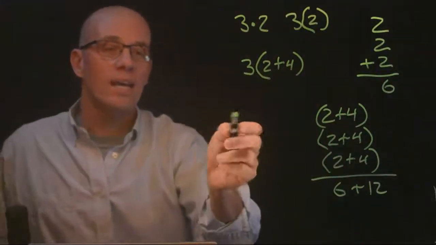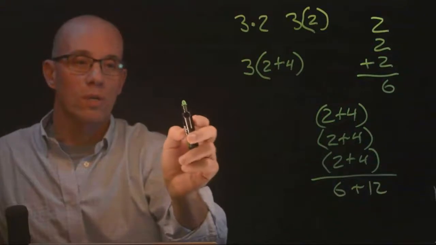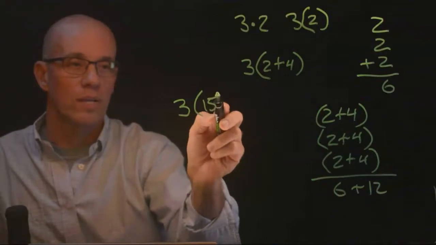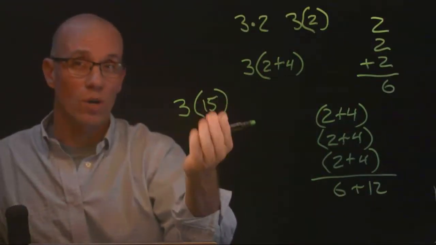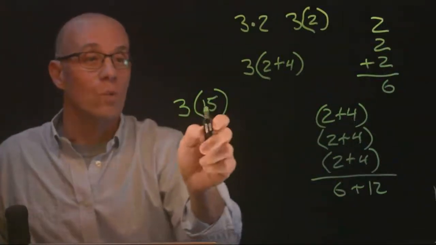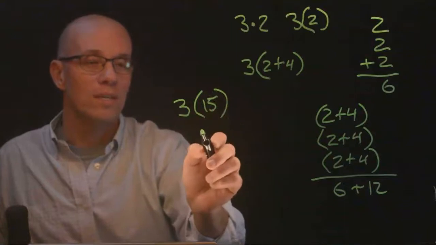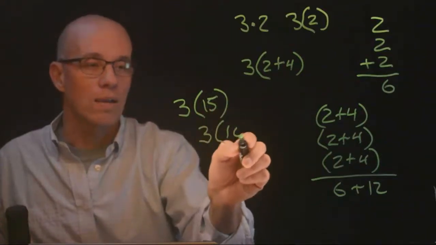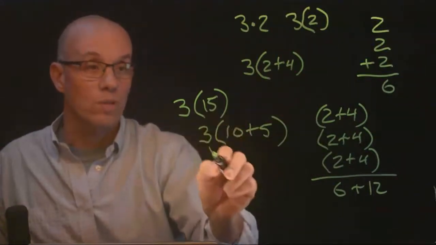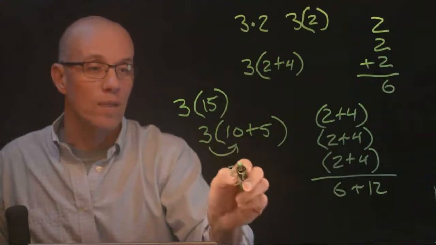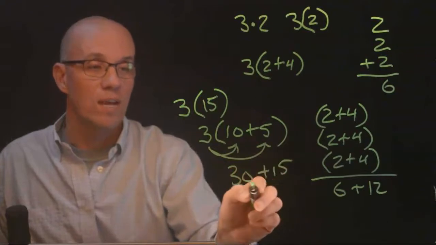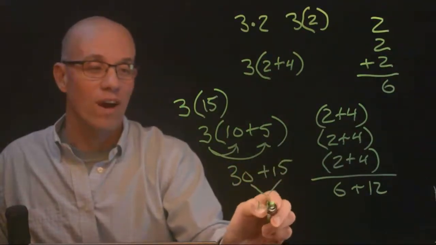But let's say I had this problem, and this is a good use of the distributive property. Let's say I had 3 times 15. Well, I don't know my 15 times tables, and when we get more complicated with our multiplication, we try to break it up into problems that we can do easily. So what I can do is break apart that 15: 3 times 10 plus 5. Because I can do 3 times 10, which is 30, and I can do 3 times 5, which is 15. Now add those two together and I get 45.